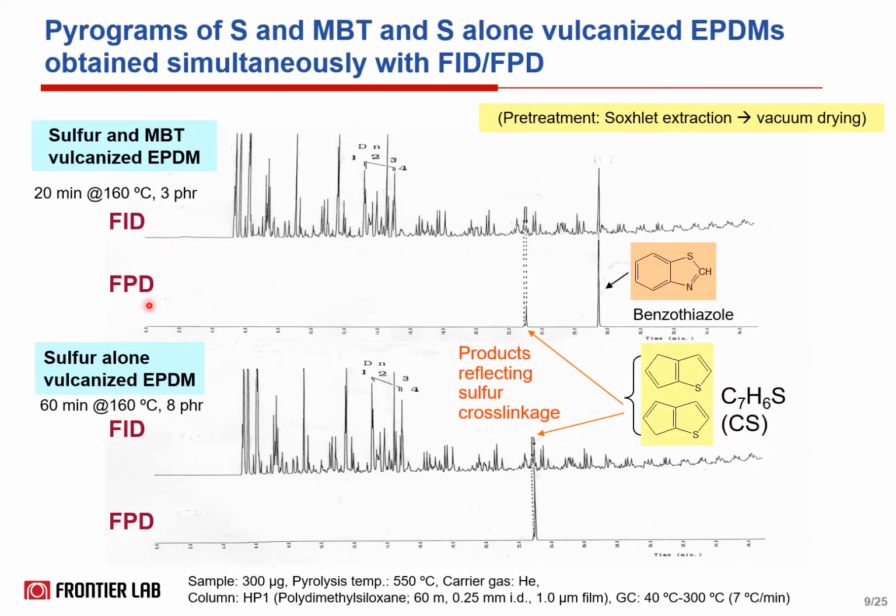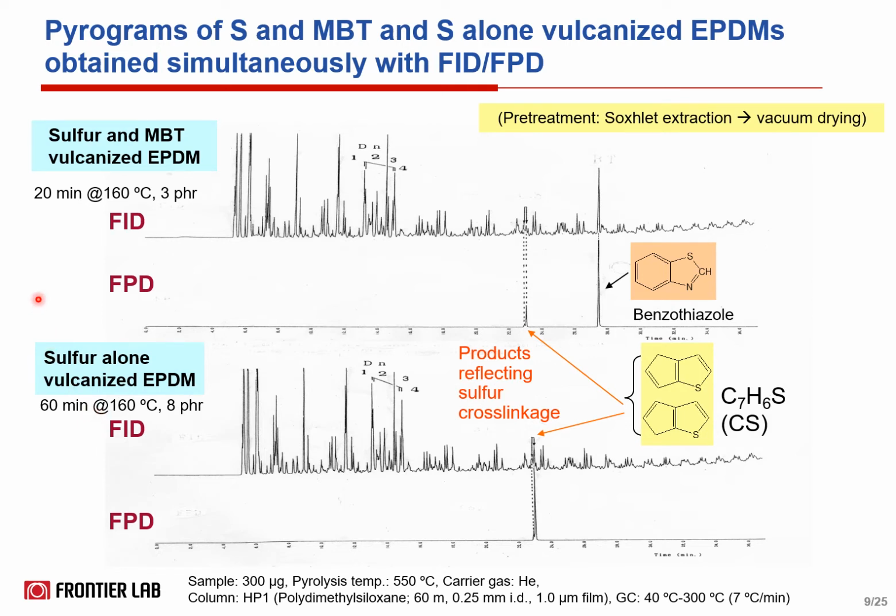The top 2 figures show the FID and FPD pyrograms of EPDM sample vulcanized by using sulfur and MBT. The bottom 2 figures show the FID and FPD pyrograms of EPDM sample vulcanized by using sulfur only.